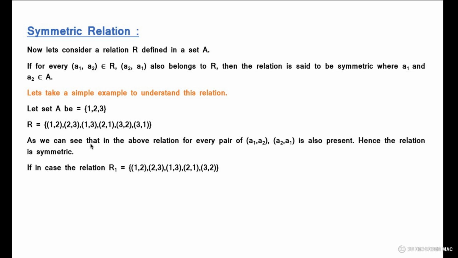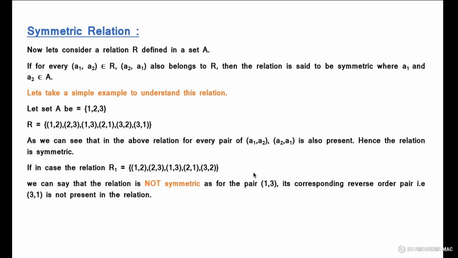If in case the relation R1 is equal to {(1, 2), (2, 3), (1, 3), (2, 1), (3, 2)}, this is another example. Is this relation a symmetric one? No, this relation is not symmetric. Why? As you can see, for (1, 2) you have (2, 1). For (2, 3) you have (3, 2). But for (1, 3) you don't have (3, 1). As for the pair (1, 3), its corresponding reverse order pair, that is (3, 1), is not present in the relation. So this relation is not symmetric.